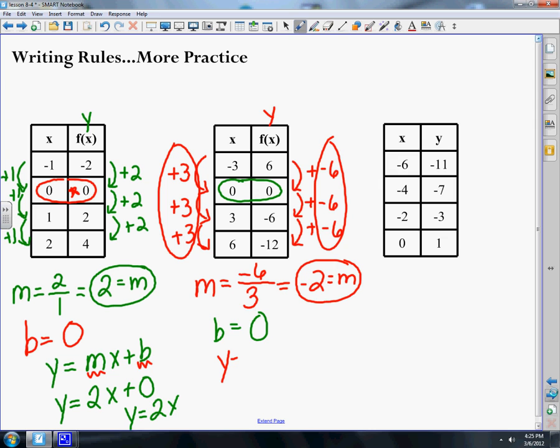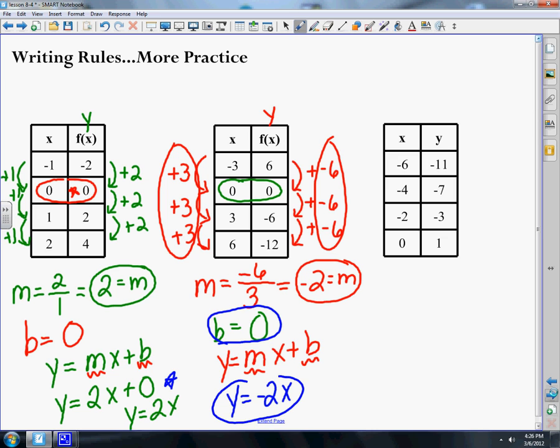So when we write the equation y equals mx plus b, we are going to replace m and we will replace b. So y equals, the slope is -2x. Now look at here. Remember the y-intercept here is 0. In this last equation over here, when the y-intercept was 0, we didn't have to write that down. So we won't write that down in this equation. So the equation for this table is y equals -2x.